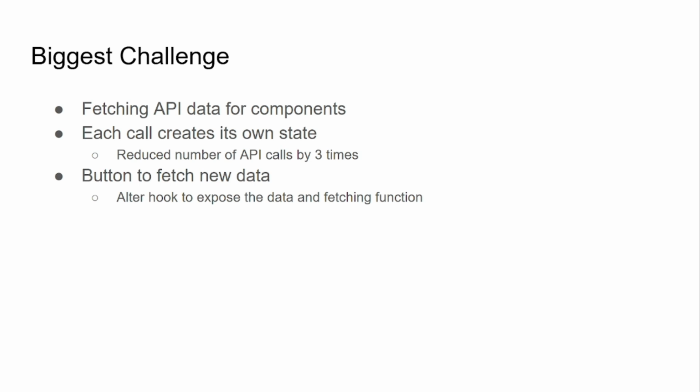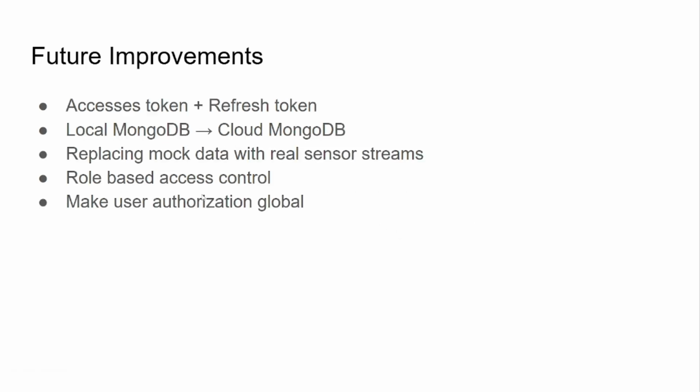I couldn't get a button to access the newest data. So instead, I altered the hook to expose the data and the fetching function. Future improvements include access tokens and refresh tokens, changing from a local Mongo database to a cloud database, replacing mock data with real sensor streams, role-based access control, and make user authorization global, and this is more for a UI UX experience.